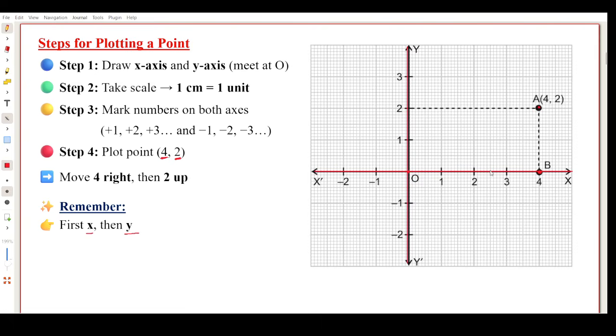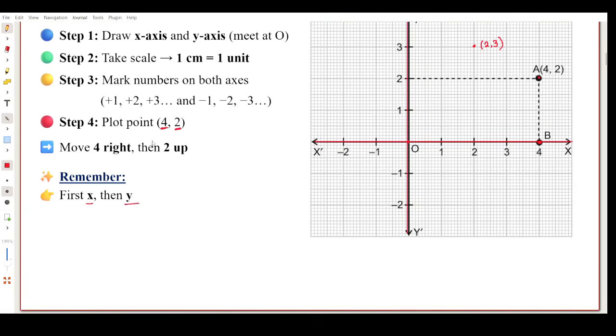For example, if you want to mark 3 comma 4, this is 3 on the x-axis, and 4 on the y-axis, it will come here. Now we can mark it as 3 comma 4. Or if you want to mark 2 comma 3, this is 2, this is 3, we can write it as 2 comma 3, right? So you can easily plot the point.